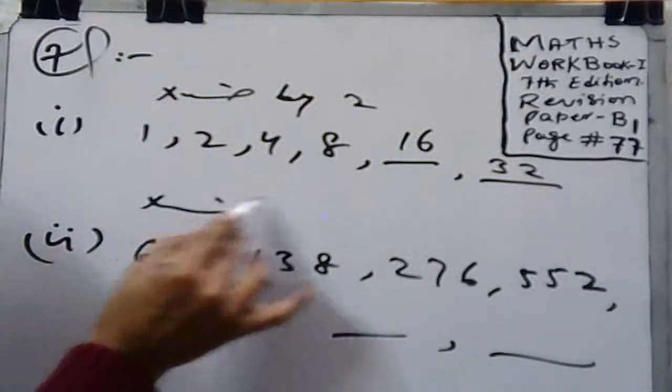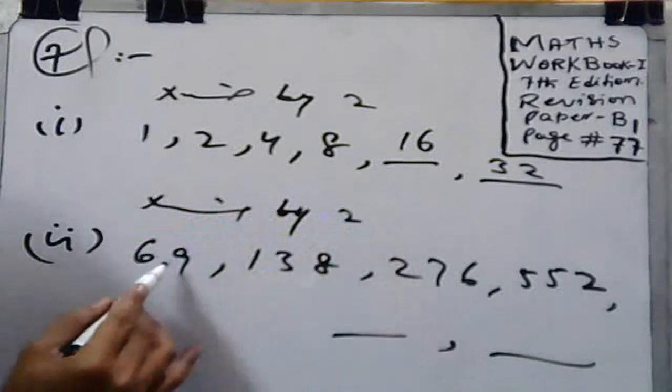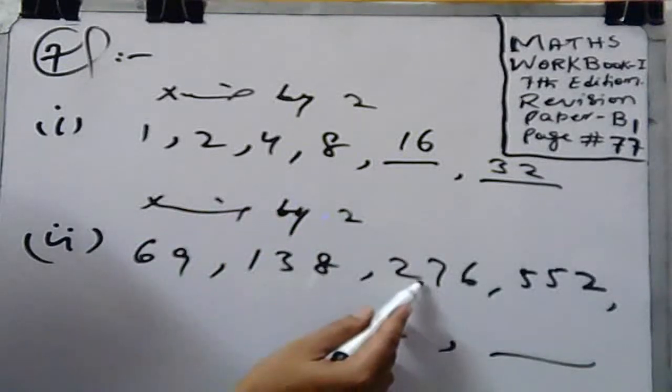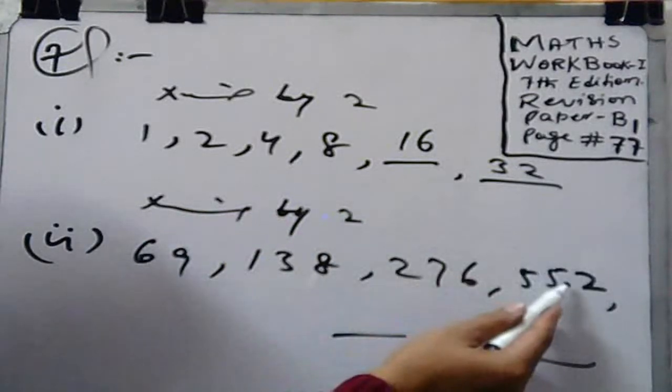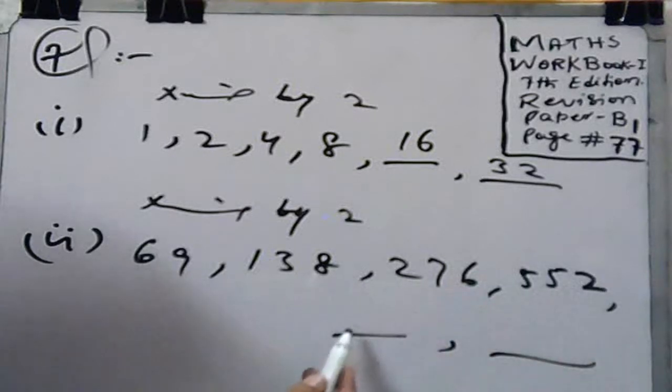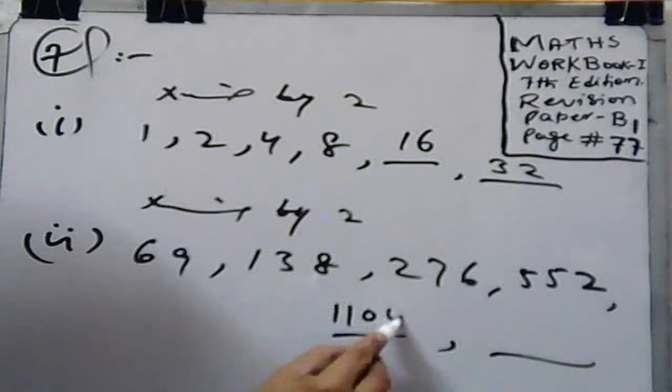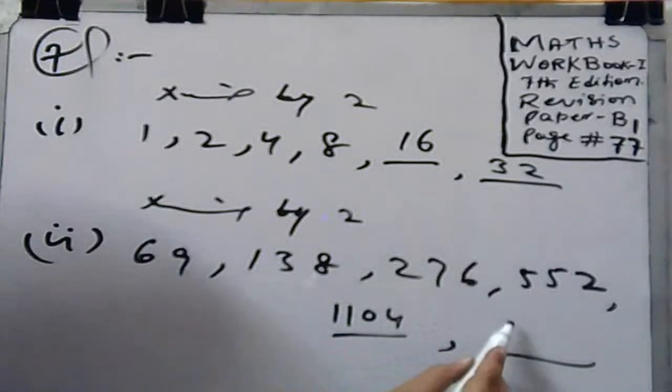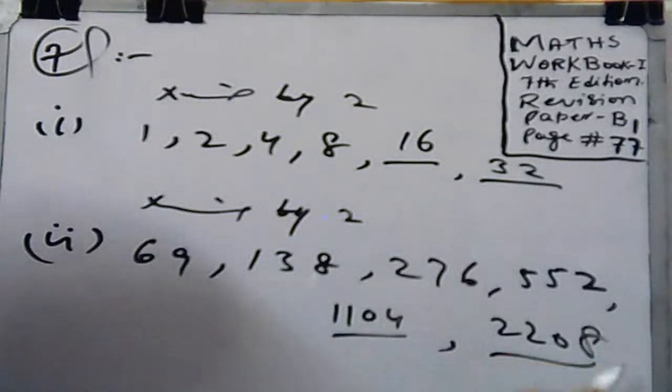Similarly, here also we multiply by 2, because 69 multiplied by 2 you will get 138, and so on. 552 multiplied by 2 you will get 1104. Then again multiply by 2 you will get 2208. So that is your required result.